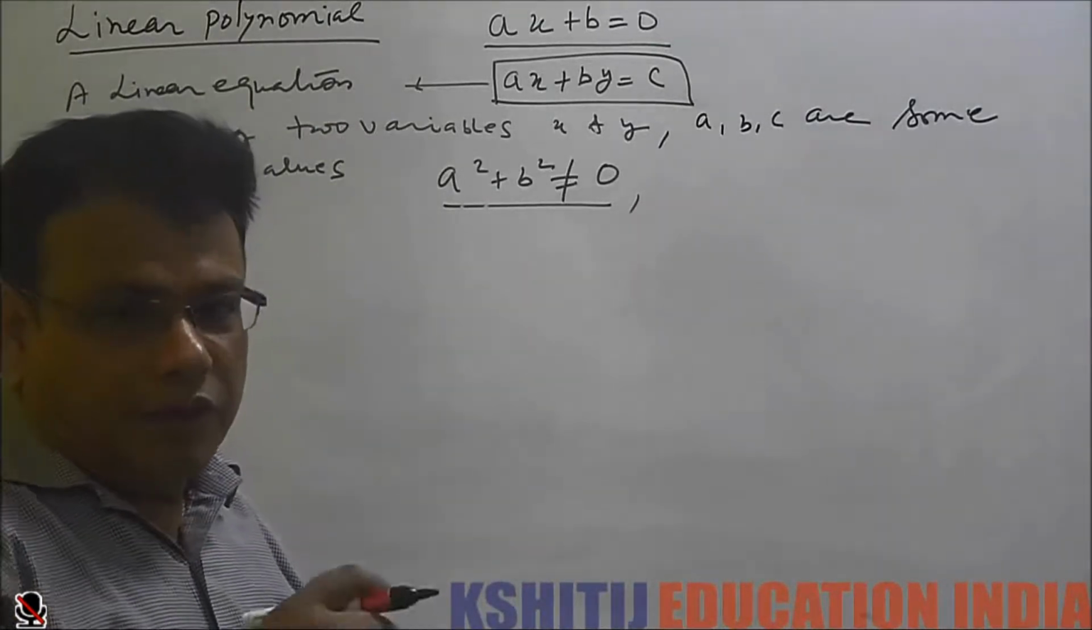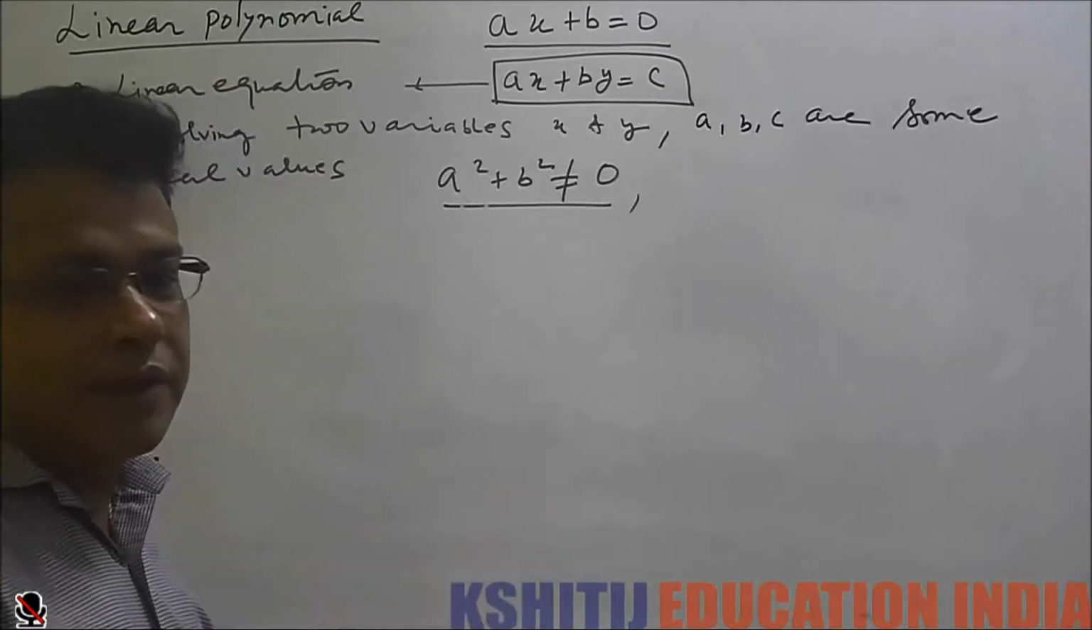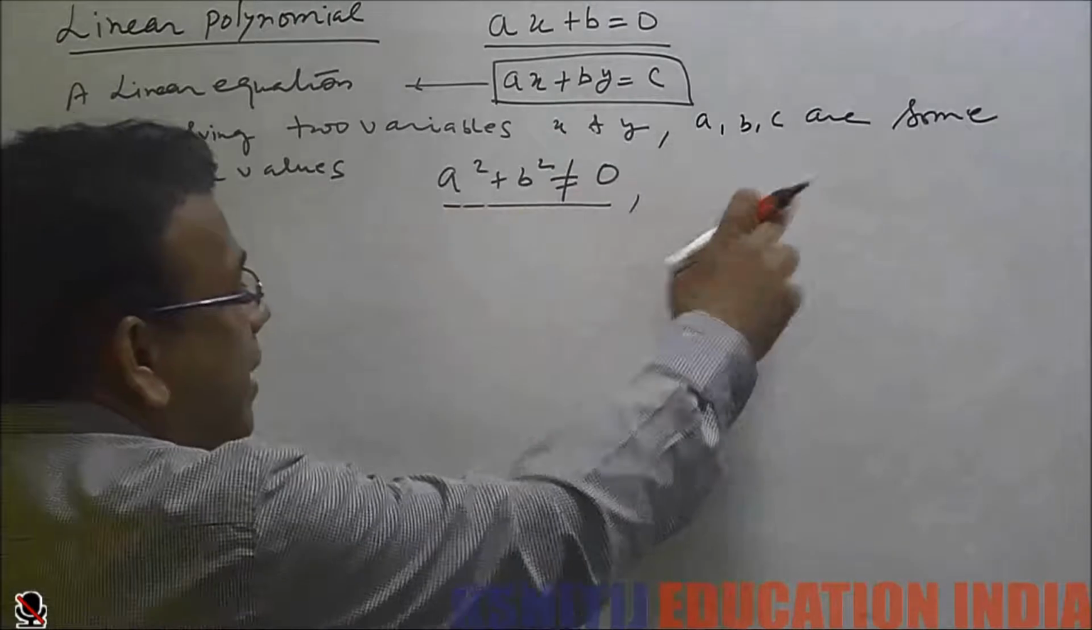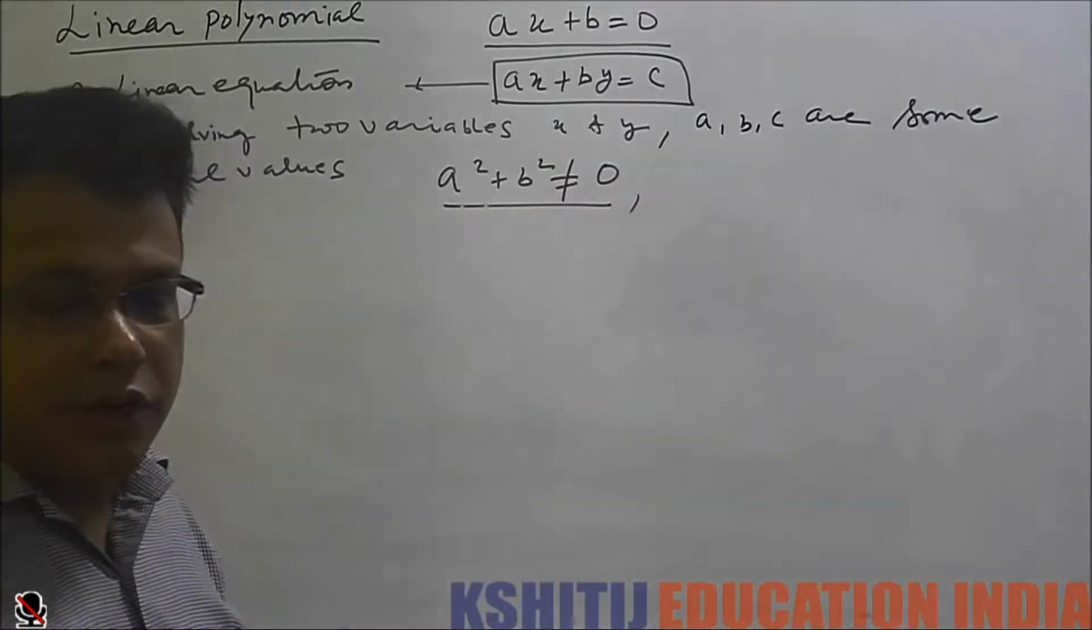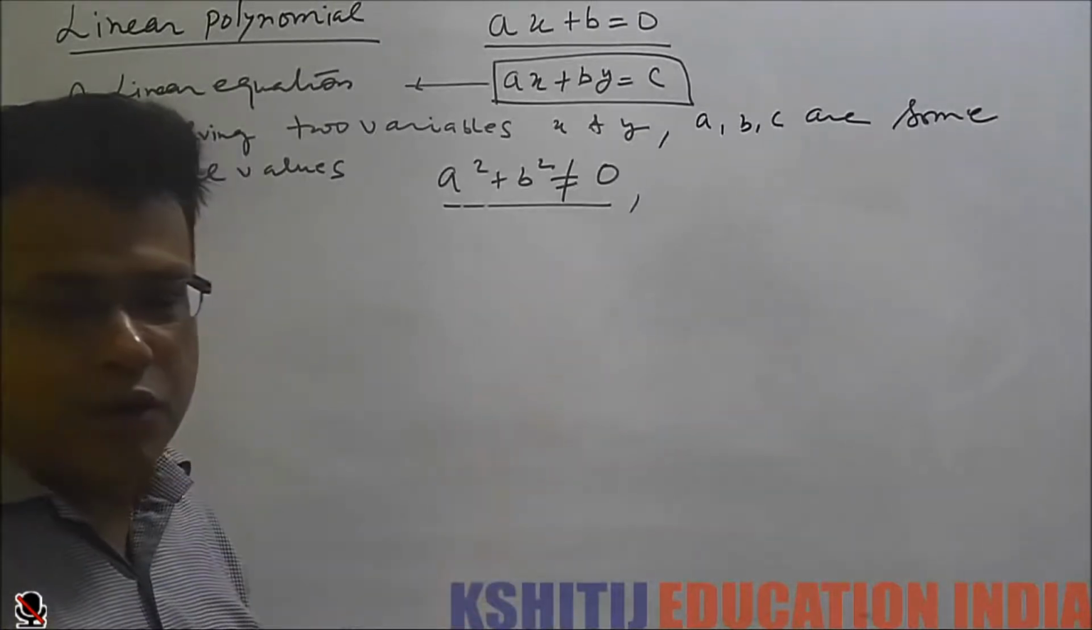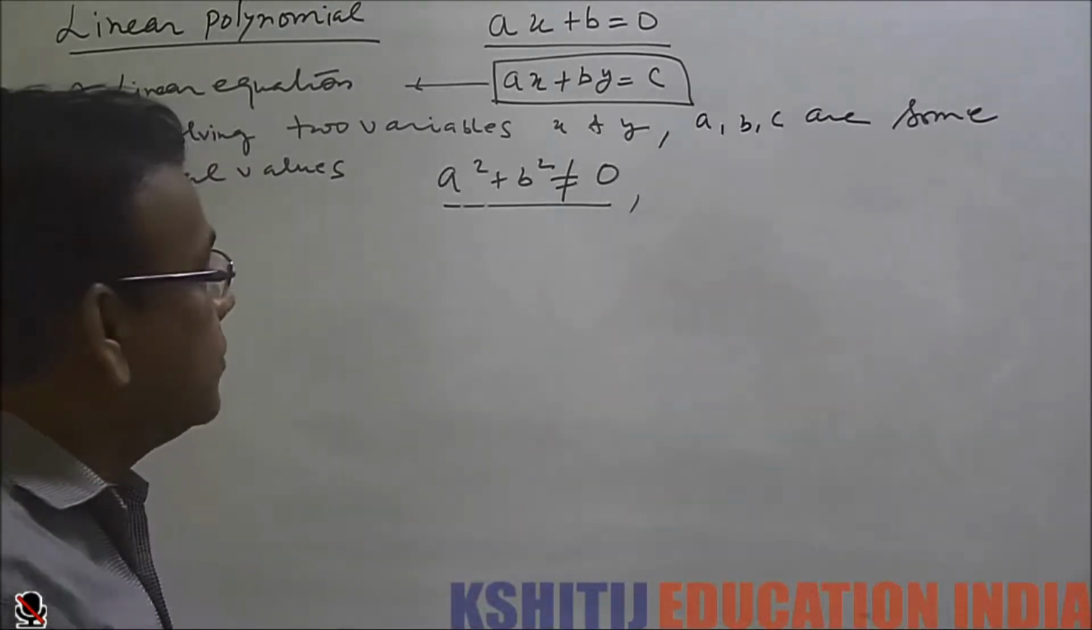Because if this is not met, then you can't say it's a linear equation for you. So these all conditions should be met, then only we can say that it's a linear equation in two variables, x and y, which are unknown to us. We try to find them out.